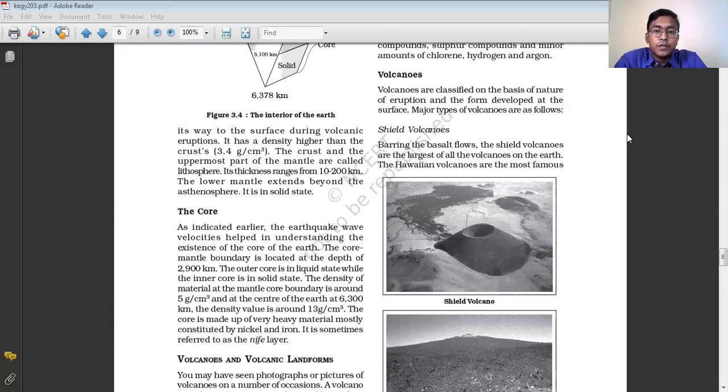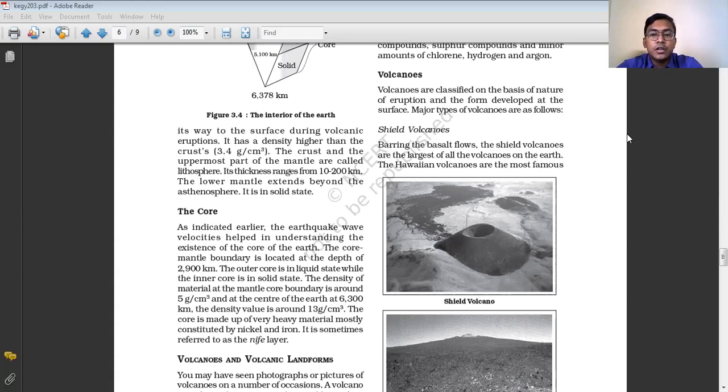Volcanoes can be classified into different types. Here, they are classified on the basis of the nature of eruption, meaning when the lava comes out from the crater. The crater basically refers to the topmost portion, the opening from where the lava comes out.